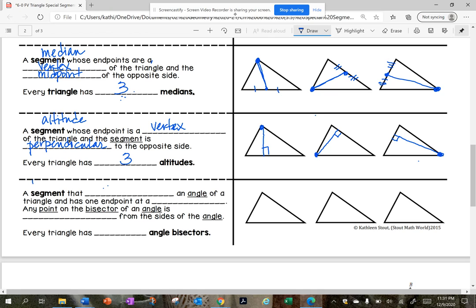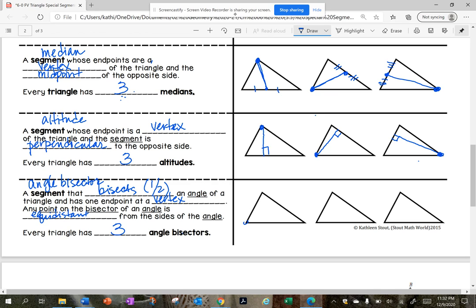Okay, the next one is called an angle bisector. This is a segment that bisects, so that cuts in half an angle of a triangle, and it has one point at a vertex. Any point on the angle bisector of an angle is equidistant from the sides of the angle. And every triangle has three angle bisectors.